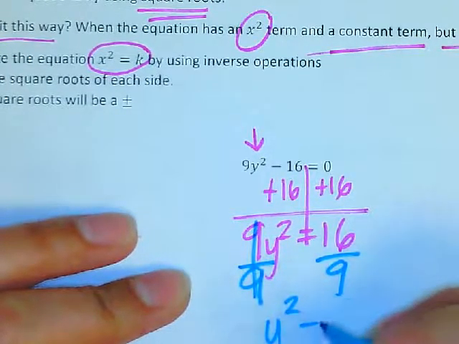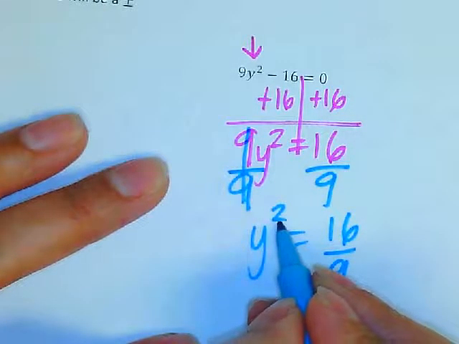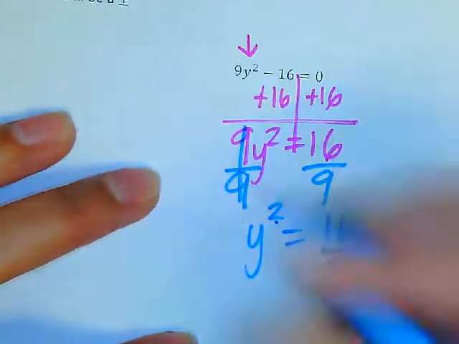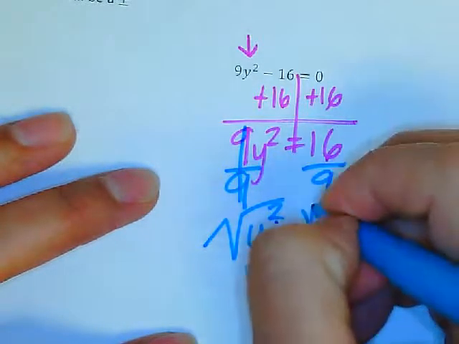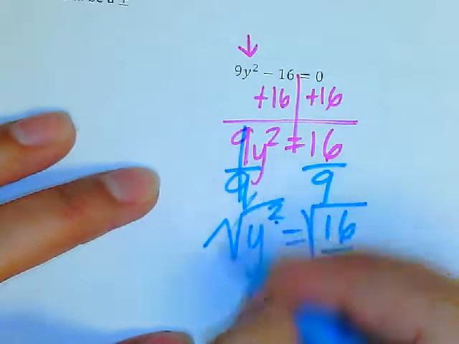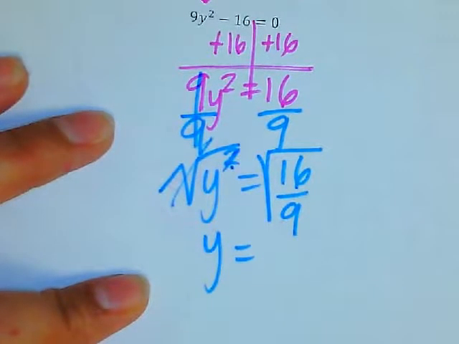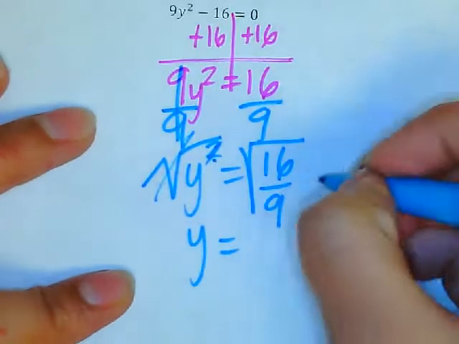And don't be afraid of fractions. You cannot simplify this one. To get rid of the square, we do the opposite, which is square root. If we square root, these two cancel out. Okay, that's why it's called solving by square roots.